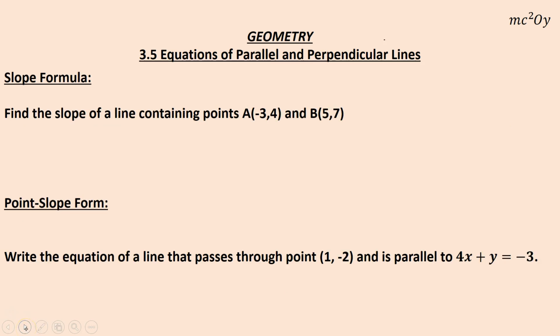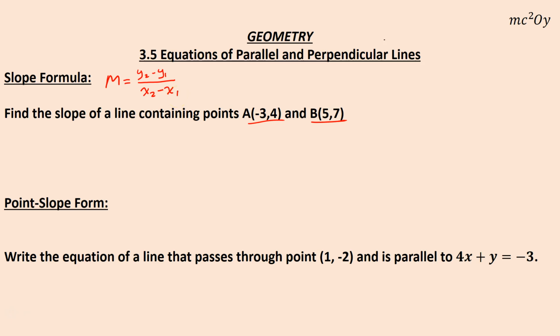Okay, so now using that information, we're going to go ahead and use our slope formula to find the slope of a line containing -3/4 and 5/7. Okay, so this line has these 2 points on it. And we have to use our slope formula. So our slope formula, if you recall, is y2 minus y1 over x2 minus x1.